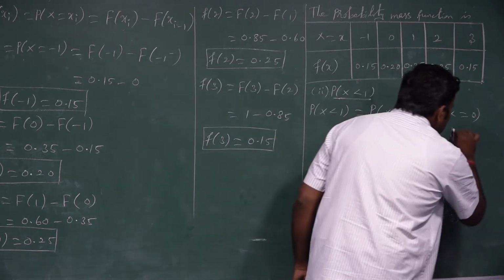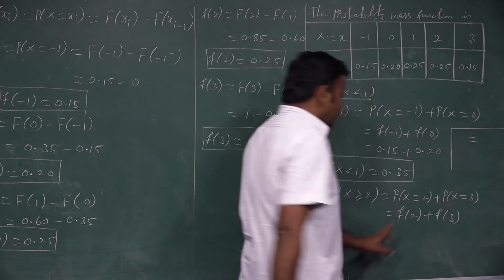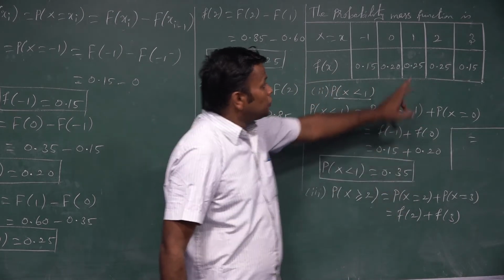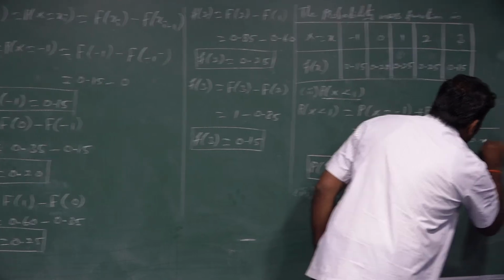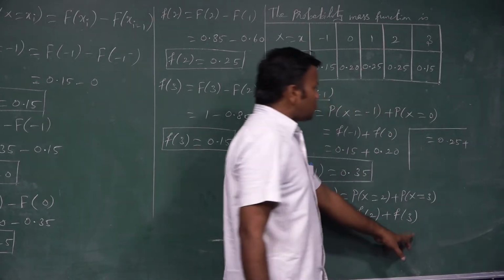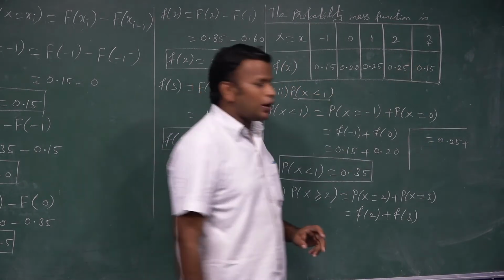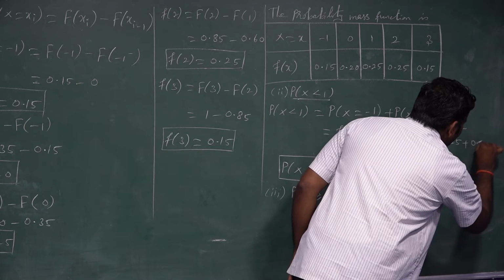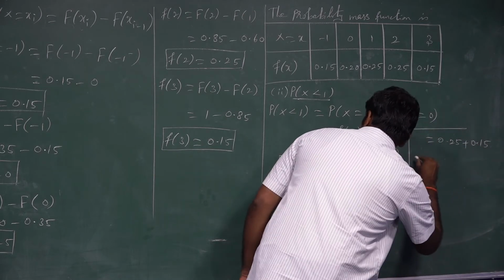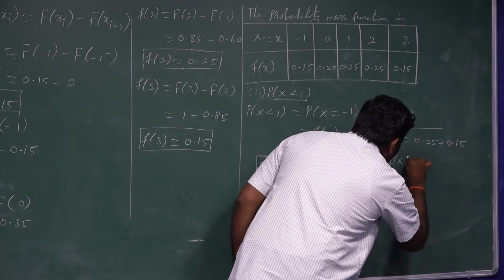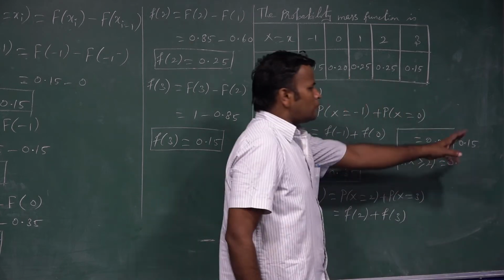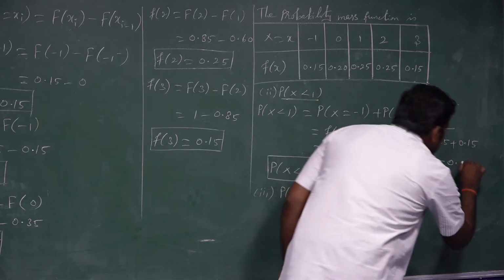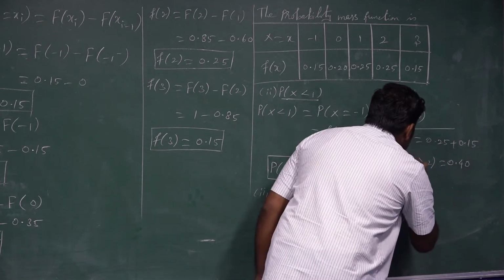So I continue here. The value of f of 2 is 0.25, plus f of 3. The value of f of 3 is 0.15. So the value of P of x greater than or equal to 2 is 0.25 plus 0.15. Add, we get 0.40.